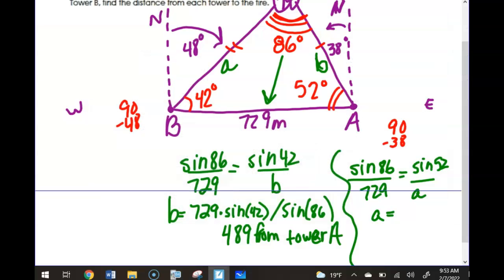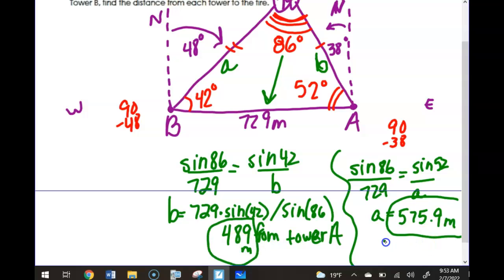575.9. And again, if you were off a little bit, it's okay. It depends if you rounded along the way. There's not a lot of need to round along the way on these. That was meters, this was meters, and this would be from tower B. There I go, spelled it right. Okay, questions? All right, so we reviewed law of sines, law of cosines so far.